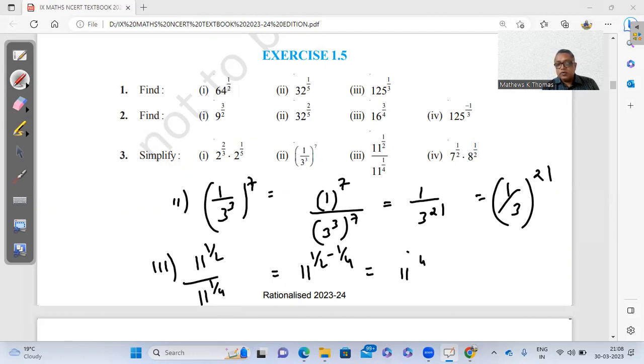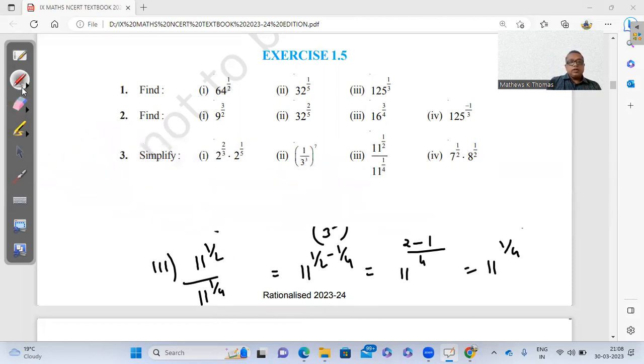Here the LCM is 4. 2 goes 2 times. So 2 ones are 2, minus 4 into 1 is 1. 4 ones are 1. So 1 into 1 is 1. Right? I'm taking the LCM of 2 and 4. 2 goes how many times in 4? 2. So I'll multiply 2 with the numerator. 2 into 1 is 2. 4 goes once in 4. 1 into 1 is 1. So we get answer as 11 to the power 1 by 4.